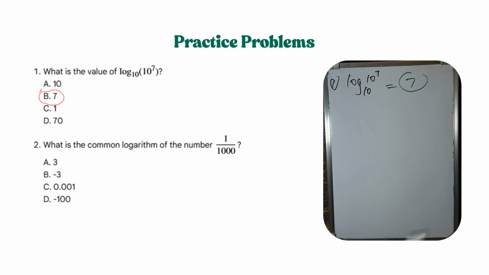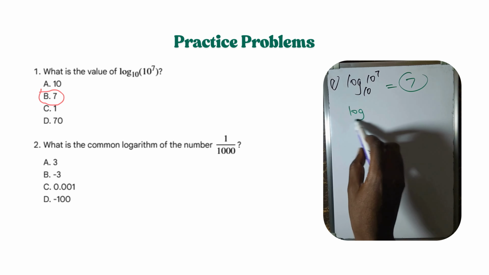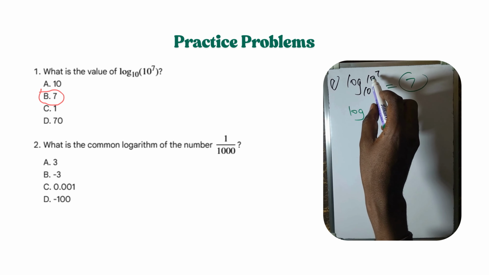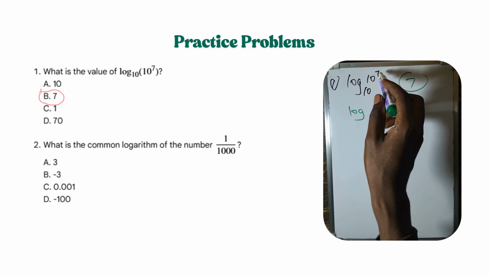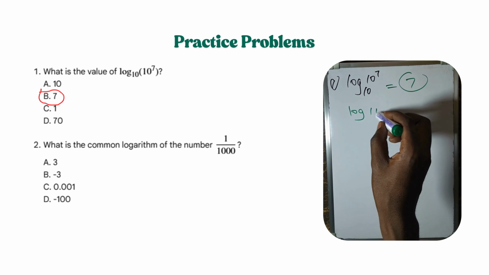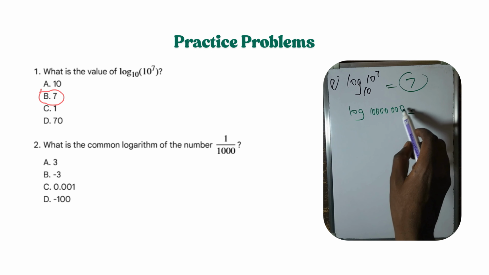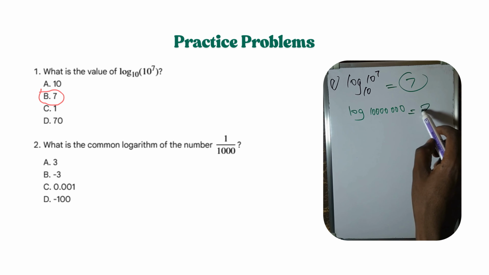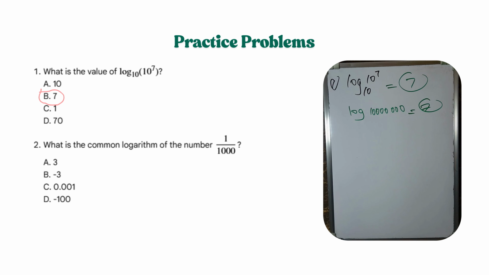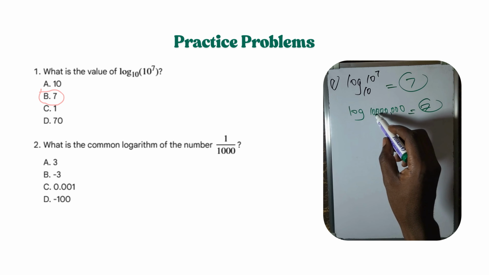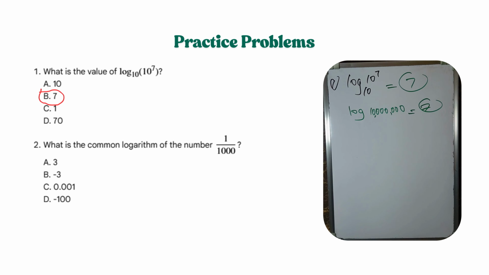So this is the same as the logarithm of something with 7 zeros. This is like 10 million. That's like the logarithm of 10 million. You'll just count these zeros: 1, 2, 3, 4, 5, 6, 7. Then we say that the logarithm of that 10 million will be 7. I don't know if it makes sense.